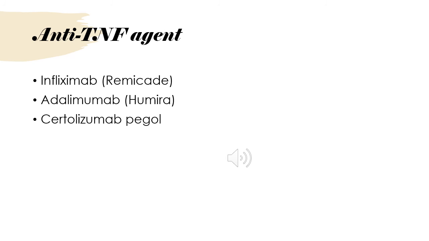Humira is a recombinant human IgG1 monoclonal antibody, again directed against tumor necrosis factor alpha, and that's a subcutaneous injection. So when Humira came out, it was a godsend because people didn't have to take 2 to 4 hours out of their morning every month or couple weeks to come into an office setting, get an IV and get an infusion. Humira is generally given weekly, and it's just a sub-Q.